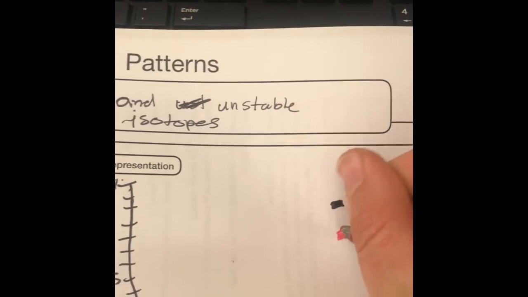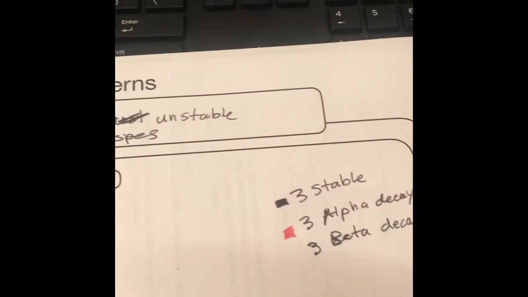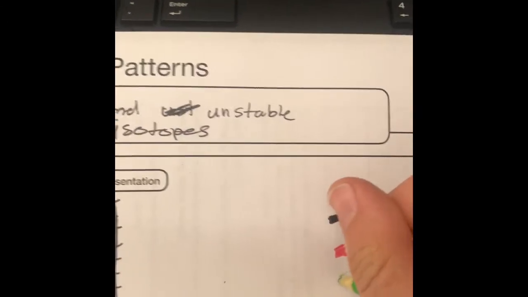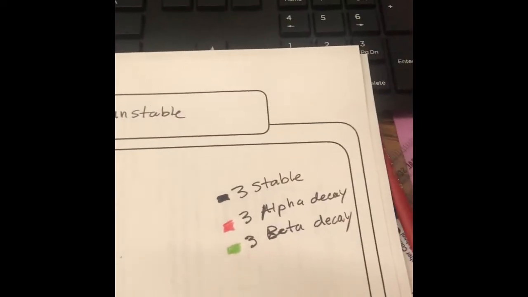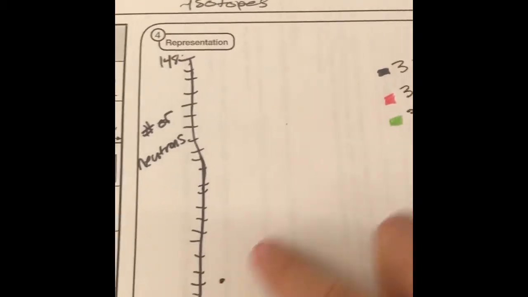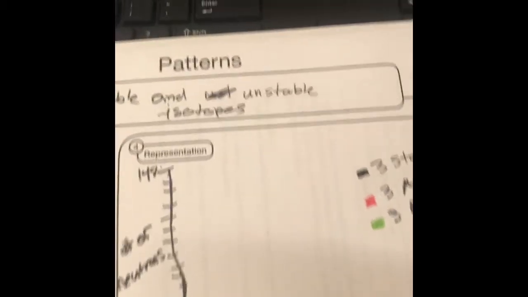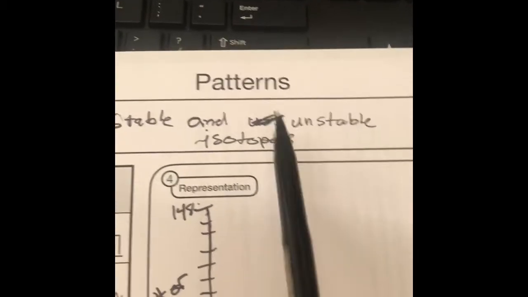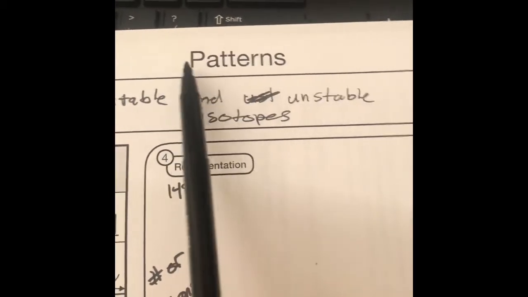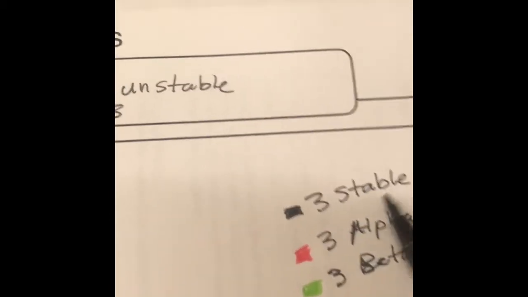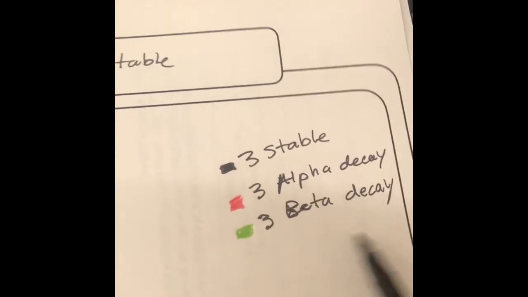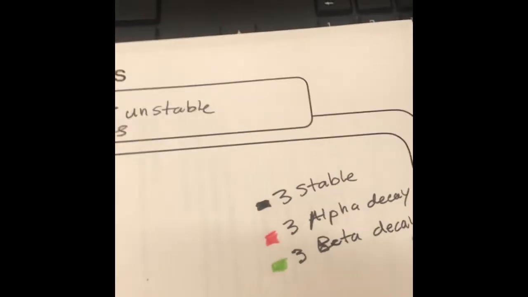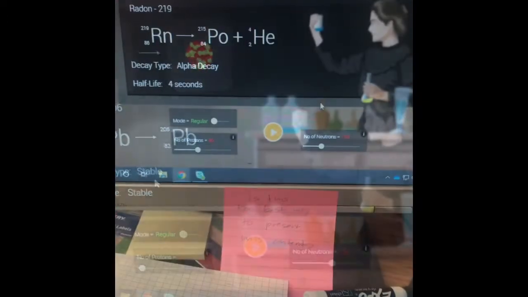You don't have to use the exact same colors that I'm showing here, but you can make a key for yourself and plot these different plots and see if you notice any patterns. Remember, that's what we're trying to investigate here, are patterns. See if you notice any trends for where stable isotopes occur, where alpha decays occur, and where beta decays occur. That's what I want you guys to investigate with this simulation activity.